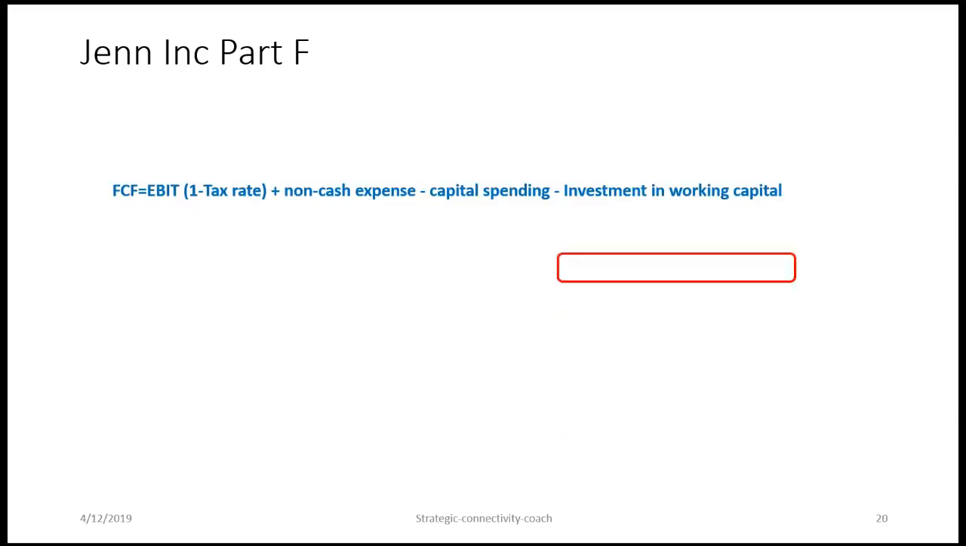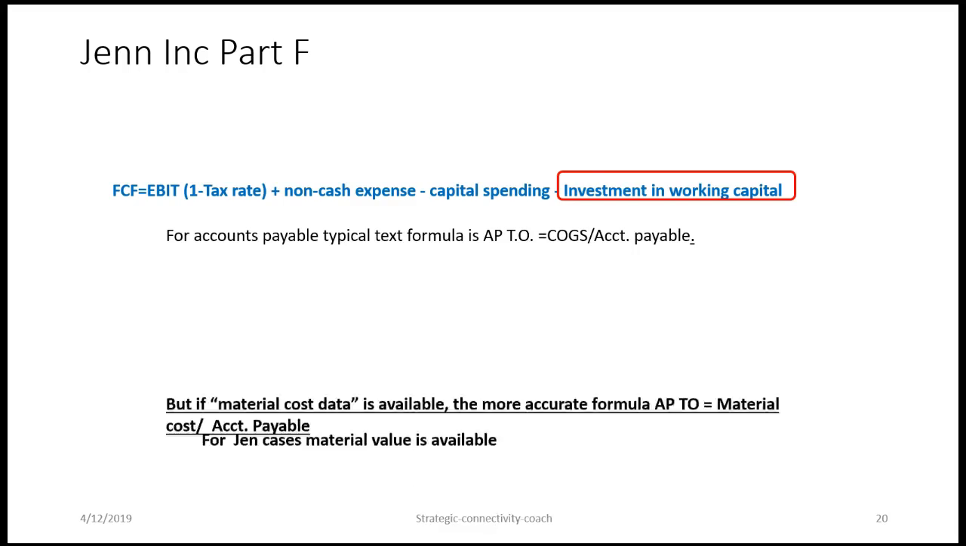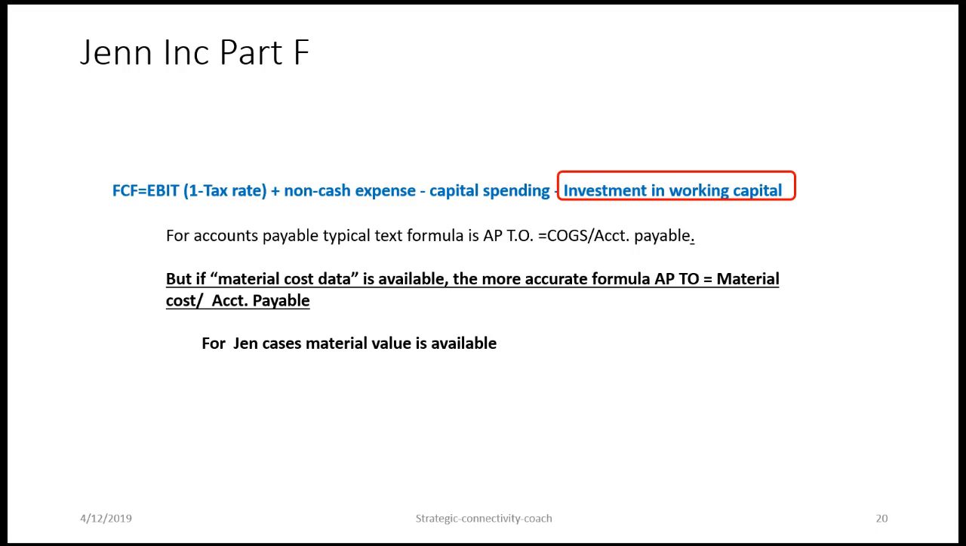For accounts payable, the formula is cost of goods sold divided by accounts payable. That is typical, it is in the textbooks, and if you do not have any finer detail, you can do that. But in the real world, we want the piece of cost of goods sold that is material, because the material cost is what we buy from our suppliers. So accounts payable value is really tied to the material content.